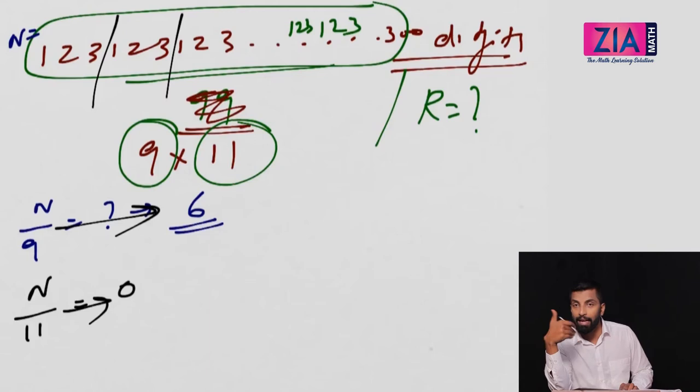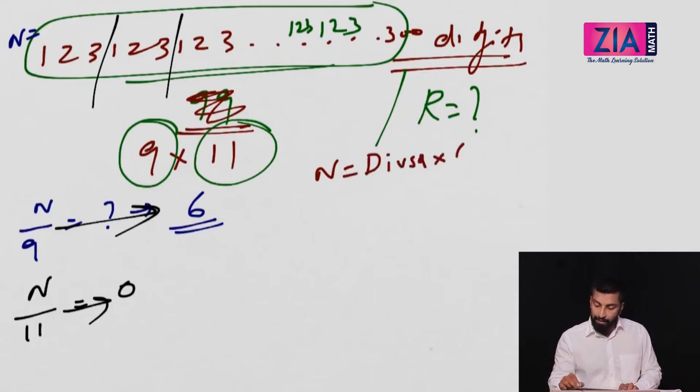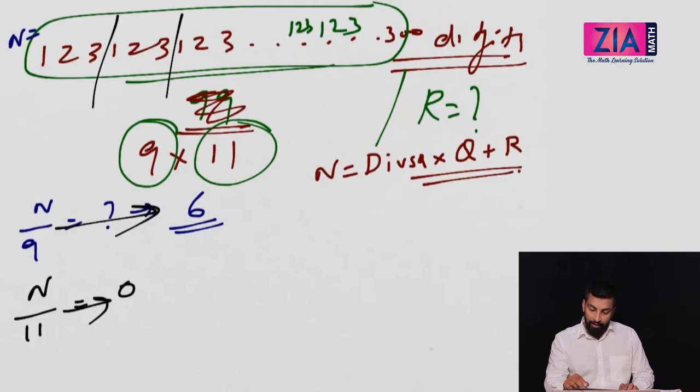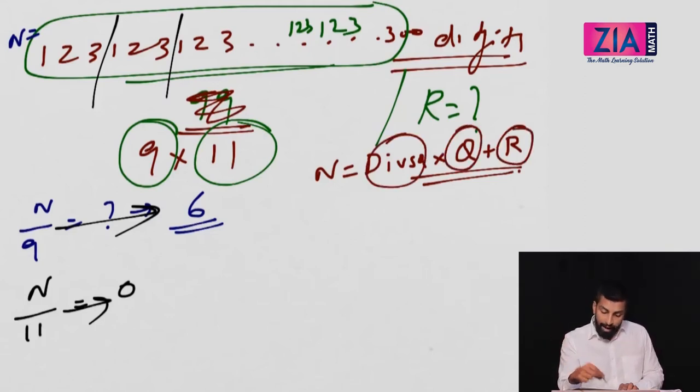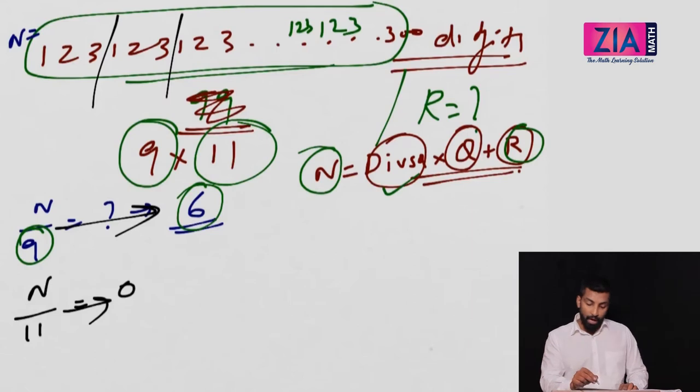So if I want to rewrite the number, how can you rewrite it? I hope you might be knowing this concept. The number I can write as divisor times quotient plus remainder, right? If I know the divisor, the quotient and the remainder, I can write it. Now here, I know the divisor, in this case 9. I know the remainder, 6. I know the number also. So how can I write it?